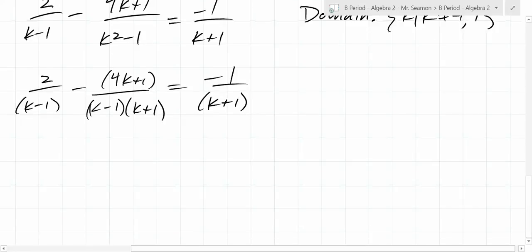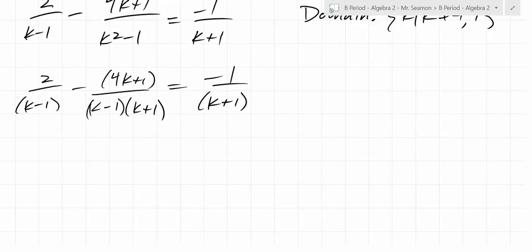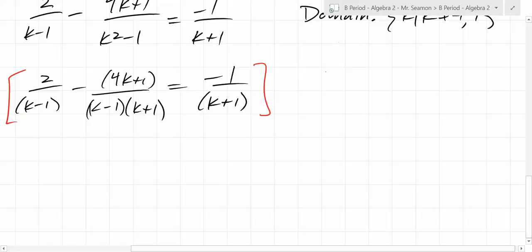Nice. Okay, so this is an equation. So what are we going to multiply by? What's step 2? Multiply by the LCD. So we need to find the LCD. Can someone tell me what the LCD is?